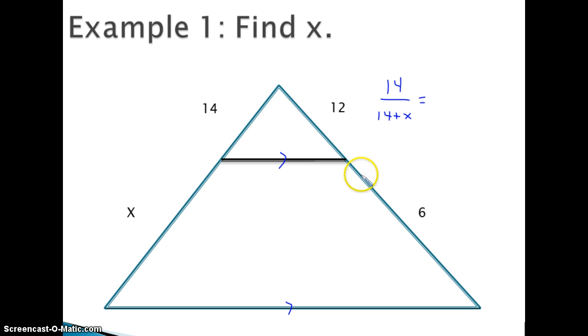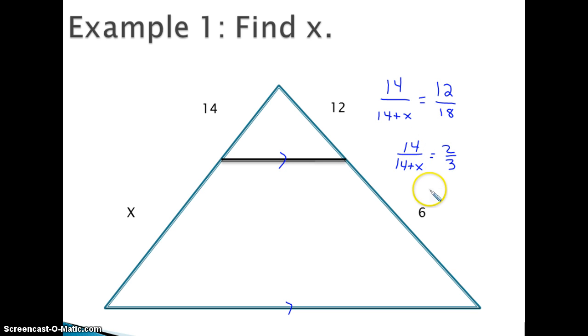On the other side, it's a little easier to do. We've got a 12, and we're going to compare that to the entire side, which is 18. It's generally a good idea, if we can, to reduce our numbers. I don't know about you, but I think 18 times 14 is not a very easy multiplication to do, and same thing with 12 times 14. So instead, I'm going to reduce that 12 and 18. I'm going to take a 6 out of there, and I'm going to make it 2 over 3. So 14 over 14 plus x equals 2 over 3. And from there, I can cross multiply and solve.